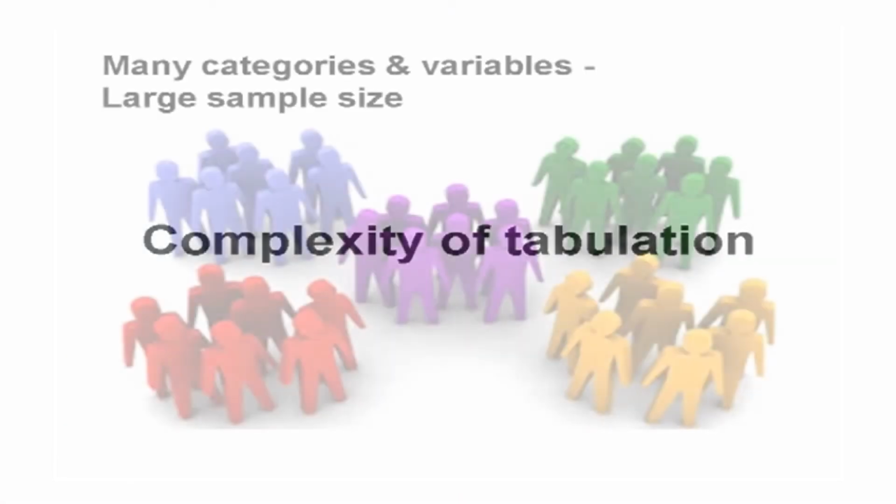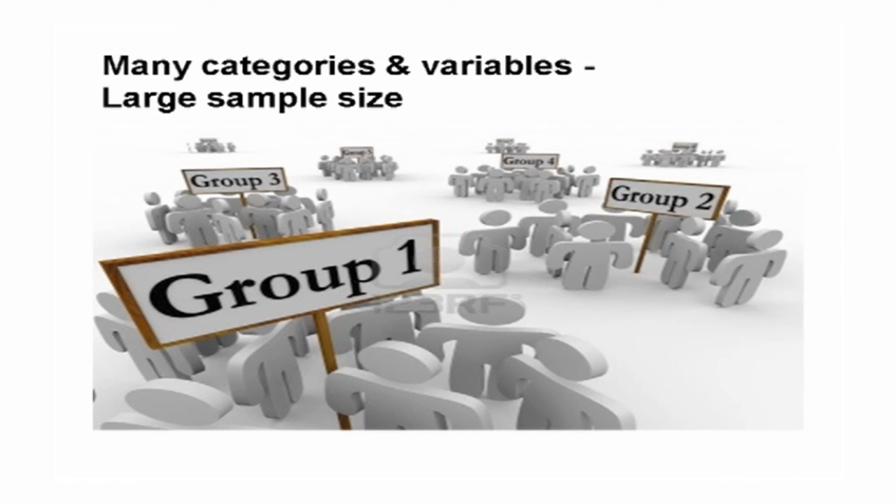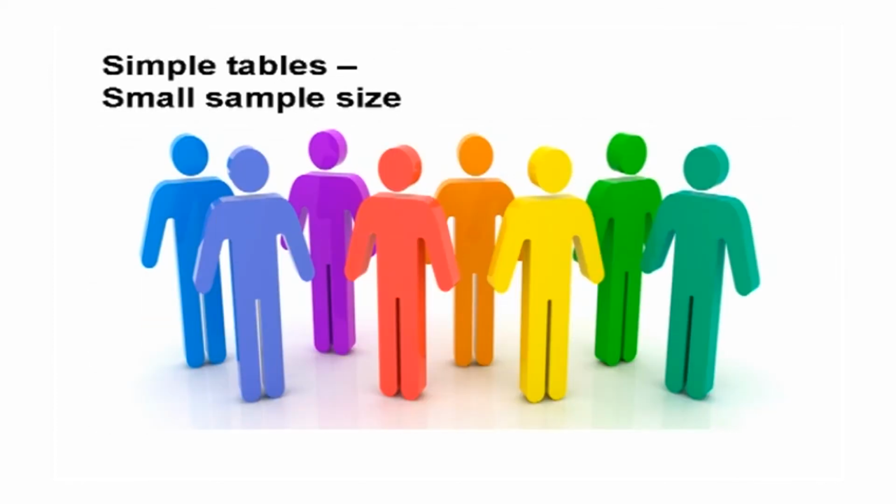The next one is complexity of tabulation. If the researcher wants to make use of many categories and variables for analysis, the sample size must be large, since each category in the tabulation should have adequate representation. For simple tables, small size is sufficient.